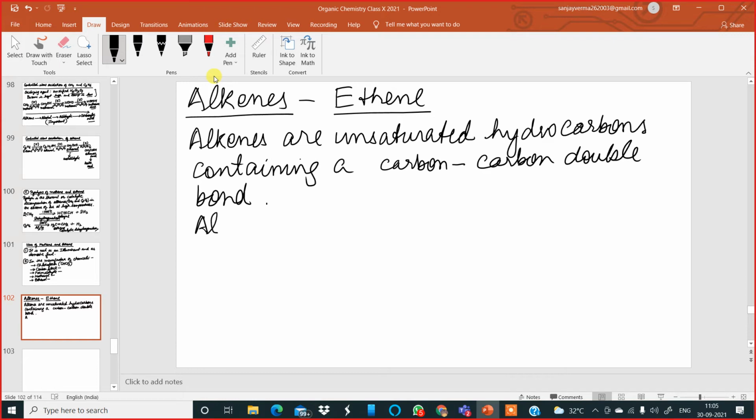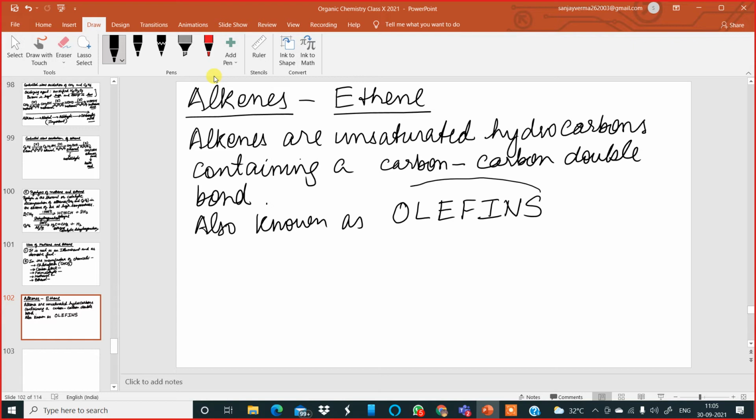Moreover, these alkenes are also known as olefins, o-l-e-f-i-n-s. Please note that, that is very important. Alkenes are also known as olefins. Olefin means oil producing, oil forming. They are oily, which can make oils. That's why they are called olefins.